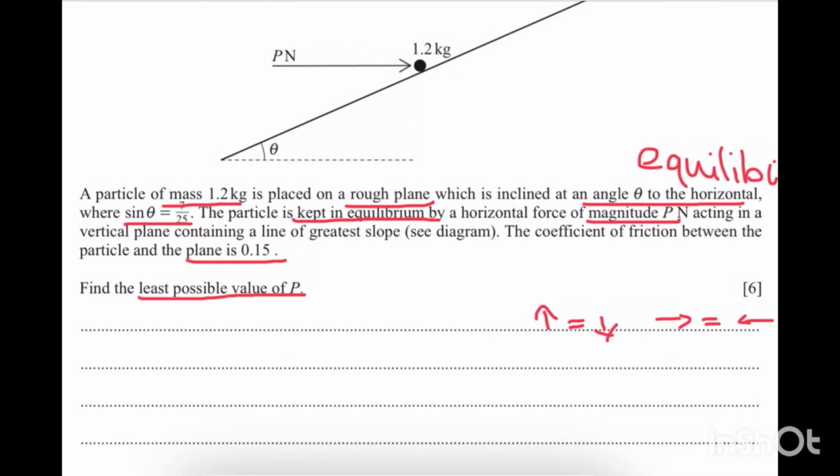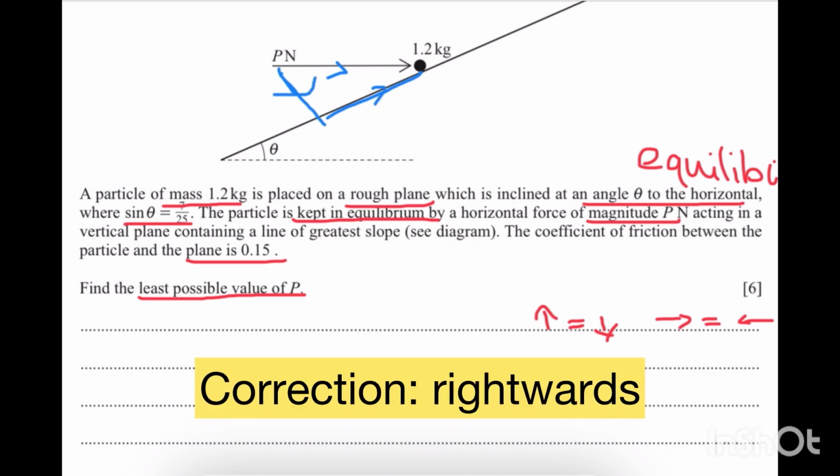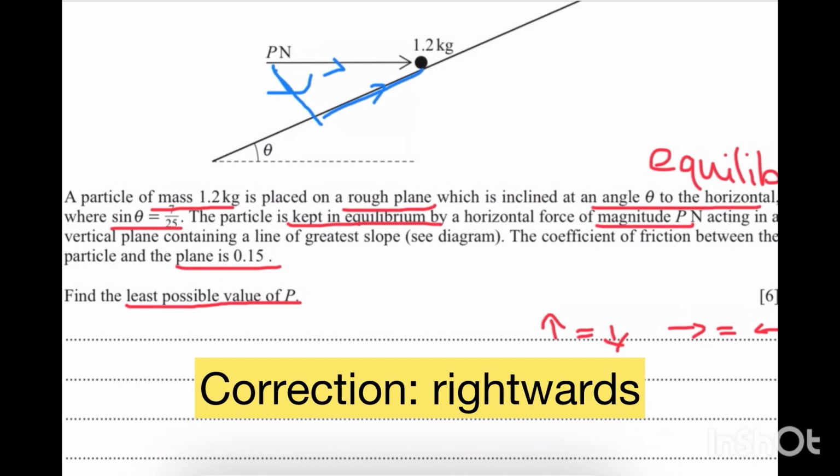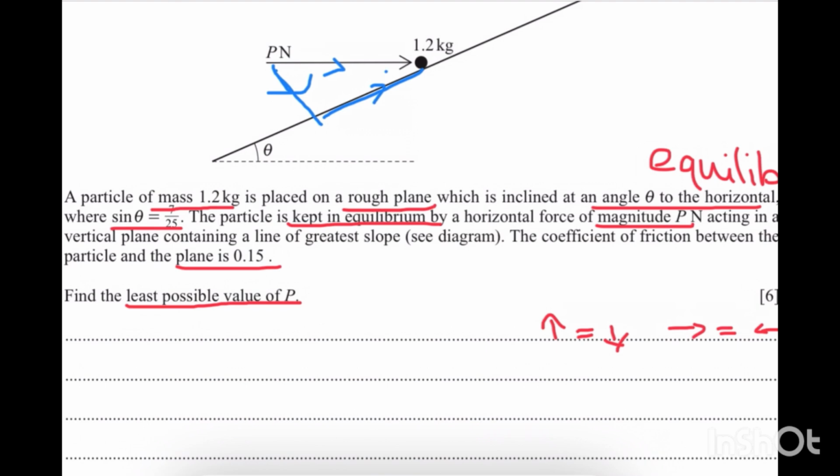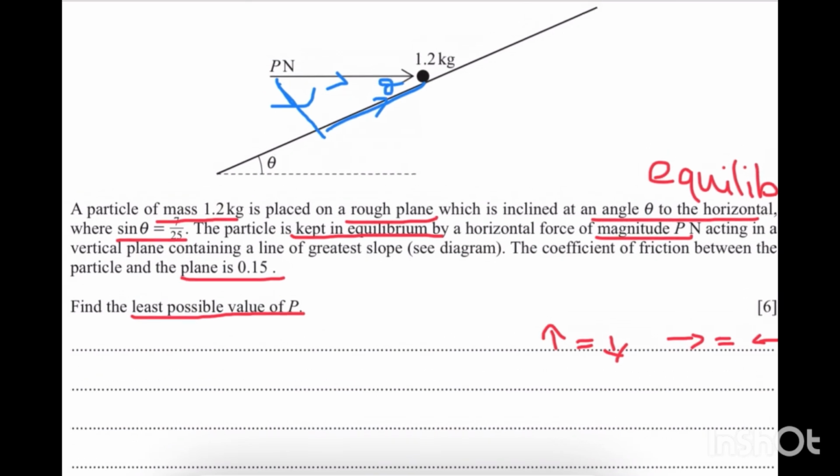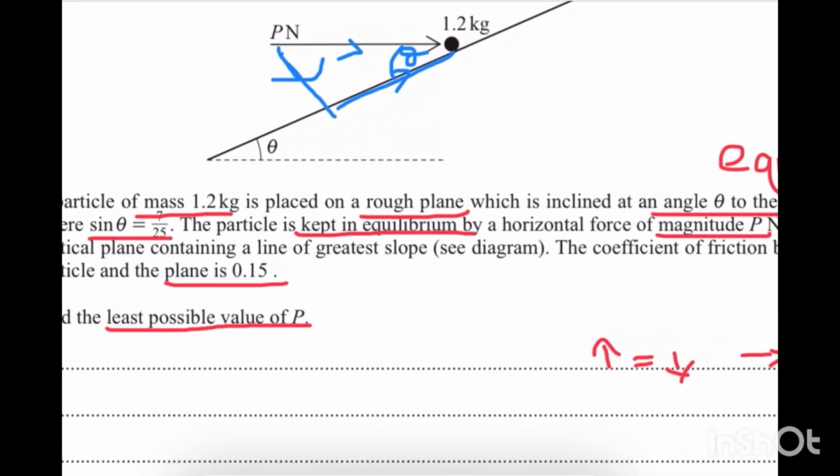So first, let's resolve this P newton force. Since it is acting in this direction, it means it has a downward and leftward component, and since this is parallel to the line of greatest slope, this angle will be theta, and that makes this P sine theta, and the force acting leftward as P cos theta.